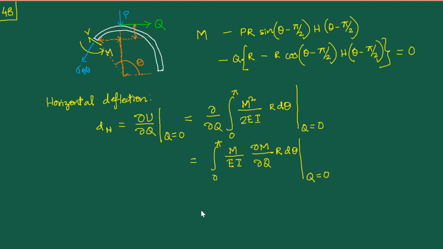If we actually carry out the intermediate steps, what we'll finally obtain for the horizontal deflection is P R cube by twice EI. All right, so those are the answers for the horizontal and the vertical deflection.